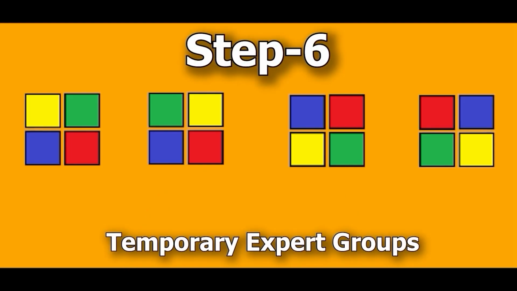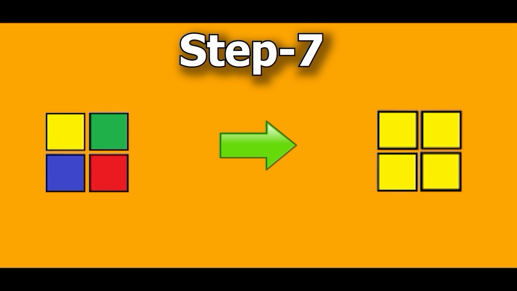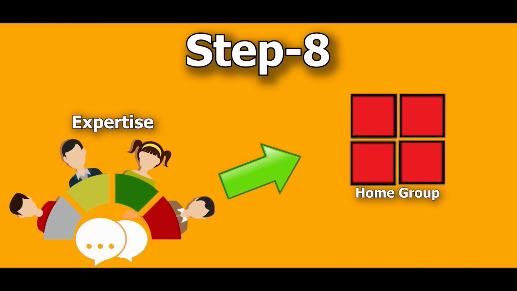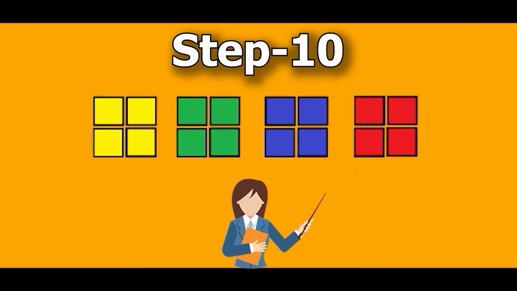Step 6. Form temporary expert groups by having one student from each home group join other students assigned to the same segment. Step 7. After sharing their insights about the same topic, bring the students back into their home groups. Step 8. Now ask each student to share their expertise to the home group. Step 9. Teacher should visit group to group, observing the process and clear doubts if any. Step 10. At the end of the session, give a quiz on the material to check for their understanding.